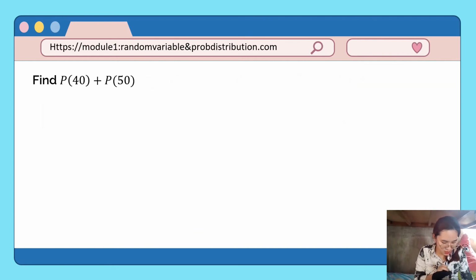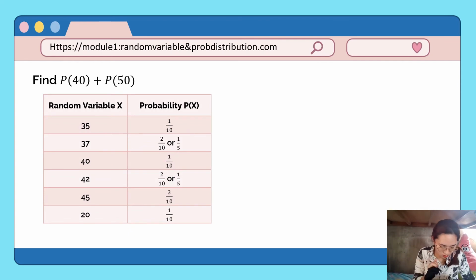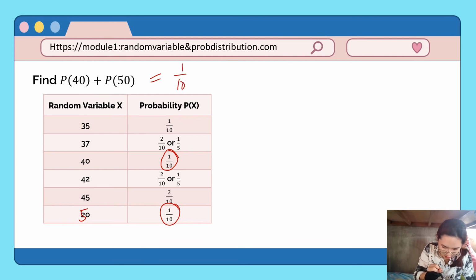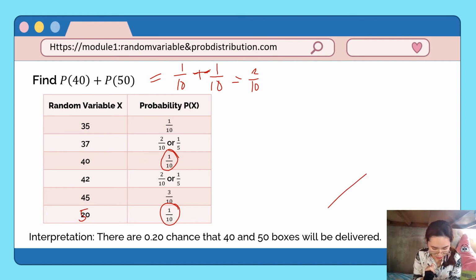Okay, so next naman, ang hinahanap po ay yung sum ng probability ng 40 at ng 50. So, meaning, let's go back to the probability distribution. Ayan. So, ang hinahanap ko ay itong, again, 50 po yan, itong 50 at saka itong 40. So, ipag-add lang natin siya. 1 over 10 plus 1 over 10. Okay? That is equal to 2 over 10. So, meaning, there is a 0.2 chance that 40 or 50 boxes will be delivered in a particular day.